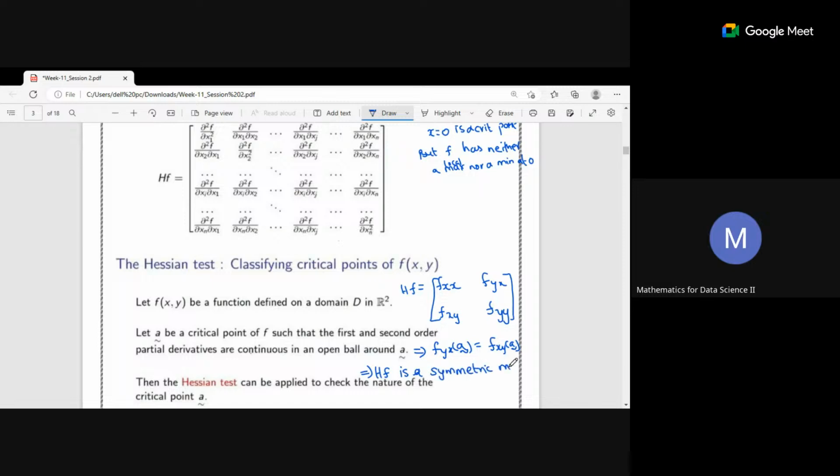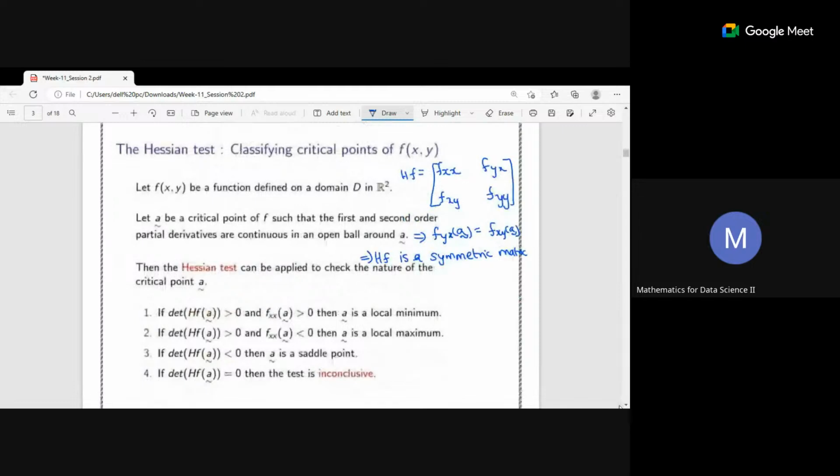So what is a symmetric matrix? You all remember, right? The transpose will be equal to the matrix. So it means what? These two elements are same. So in that case, how are we going to apply the Hessian test?